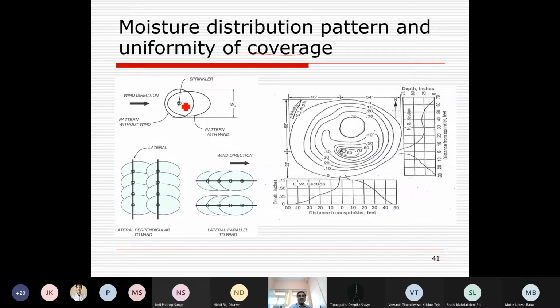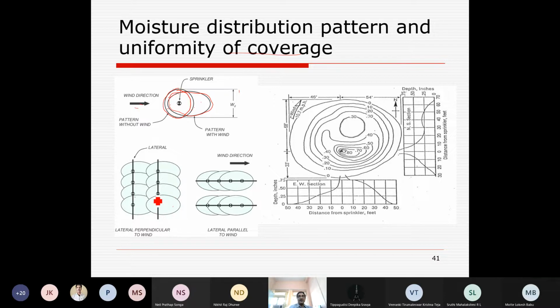This is the simple example. This is supposed to be circular, but because of wind direction, this could be an elliptical pattern of coverage. So the width of coverage is reduced. And now if we have overlapping in such a way that it is covering theoretically this whole field, and because of wind, it will not cover. That will change the uniformity pattern simply in this way.